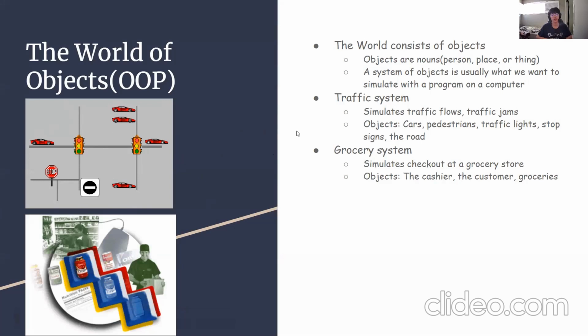And then on the bottom left, you'll have another example, the grocery system. The point here is to simulate checkout at a grocery store. If you're shopping at a grocery store and you want to check out and pay at the cashier, you take these items and go to the cashier. What we're trying to simulate is all the items being checked by the cashier and the money returned. The objects here are the cashier, the customer, and the groceries. So the basic concept is that you have the world of objects, and it is being simulated by yourself using a program.